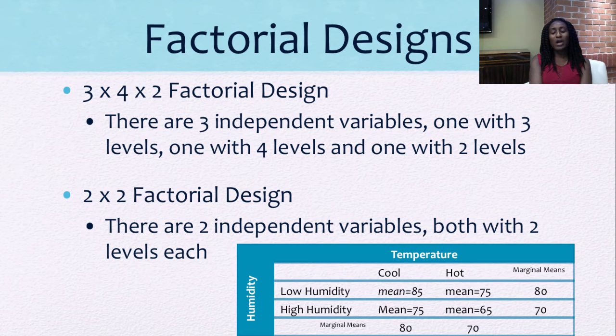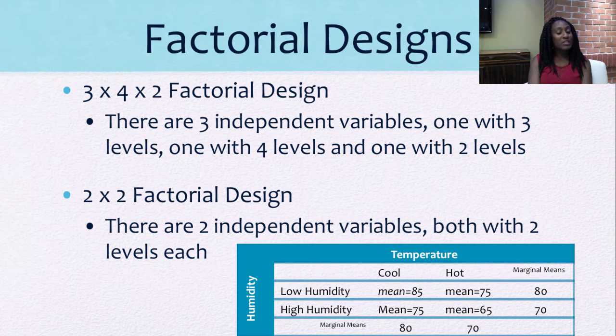When we talk about factorial designs in the text, you may come across designs being written in numerical form. For example, you may see a 3 by 4 by 2 factorial design. Don't be alarmed. All that means is that we have three independent variables, which is evident by the three numbers that you see, one with 3 levels, one with 4 levels, and one with 2 levels.